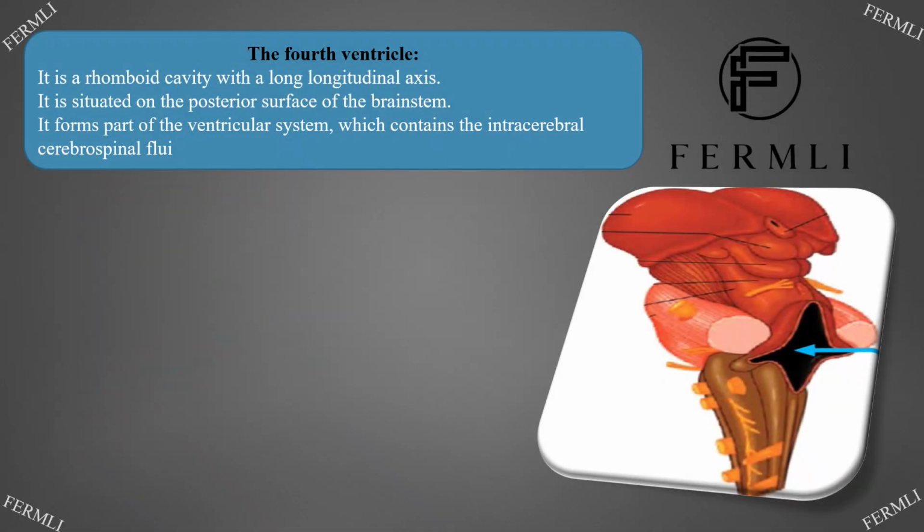The fourth ventricle is a rhomboid cavity with a long longitudinal axis. It is situated on the posterior surface of the brainstem. It forms part of the ventricular system, which contains the intracerebral cerebrospinal fluid.